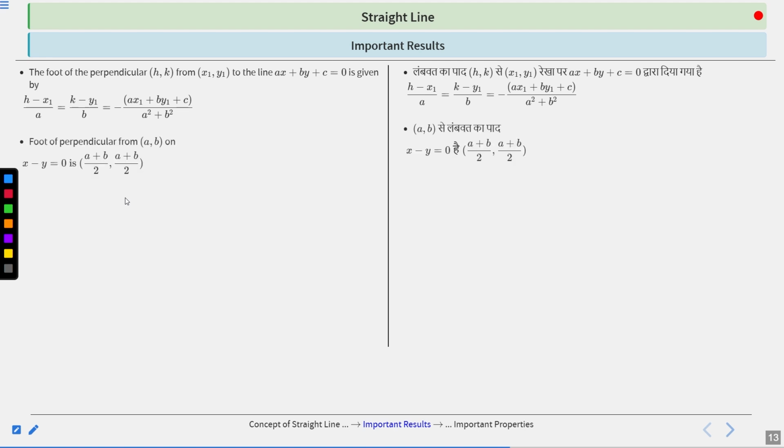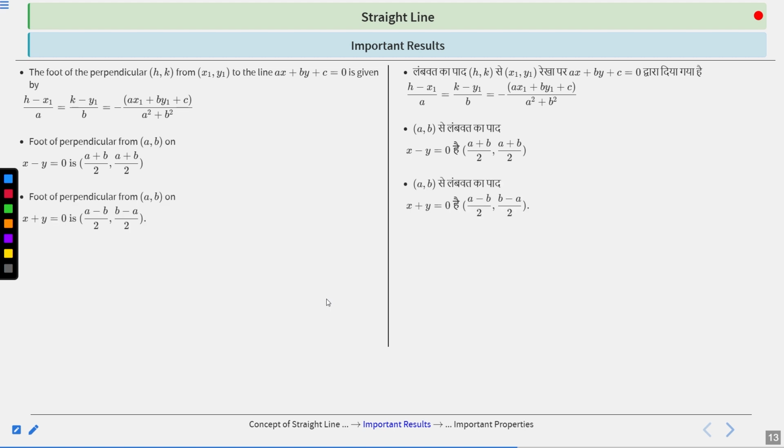Now the foot of perpendicular from (a, b) on x = y, or x minus y equal to 0, is ((a plus b) by 2, (a plus b) by 2), right?